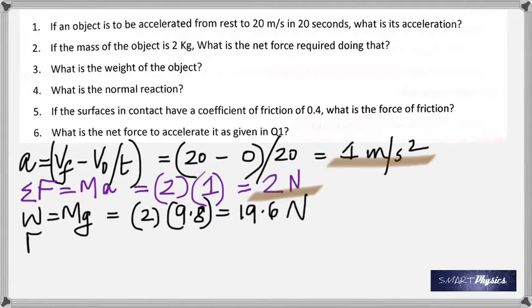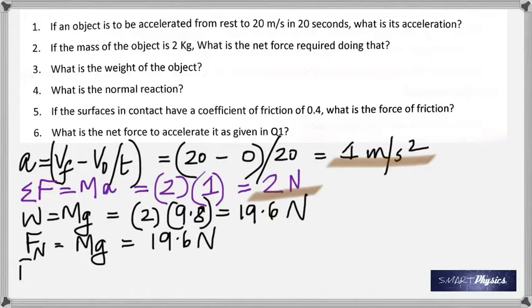Number 4, what is the normal reaction? The question seems to say that it's on a flat surface, isn't it? If it is on a flat surface, then the weight and the normal reaction are exactly equal and opposite. Therefore, the normal reaction is mg. But that only happens if it's on a flat surface.